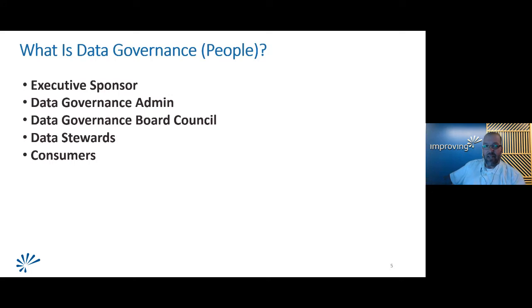The last part is the data consumers. These are your people who ingest reports, process data, work with data, anybody that basically associates with data at any given point of the day. So it's not just a set of few people. Ideally, it could be the entire organization. Data is everywhere.